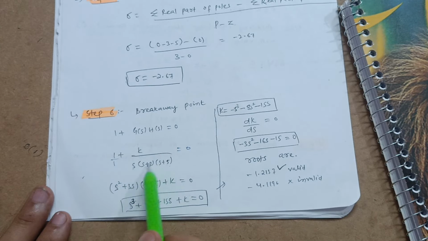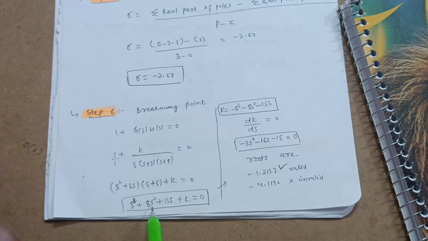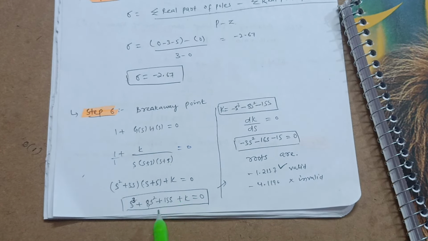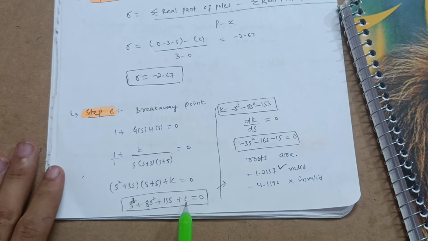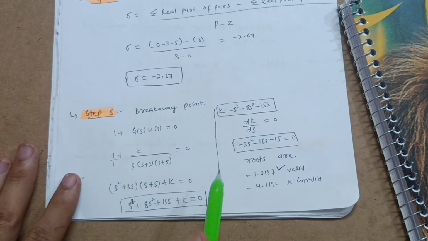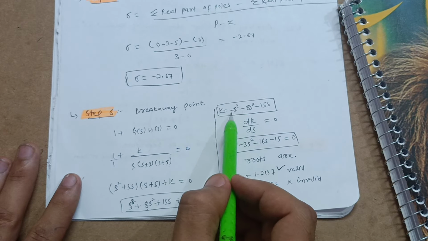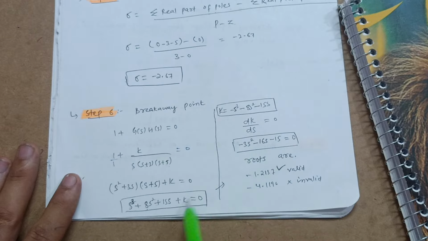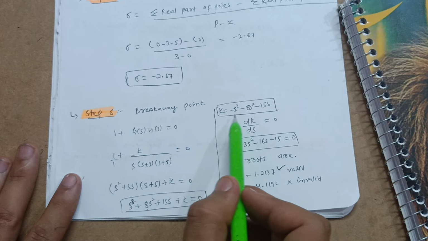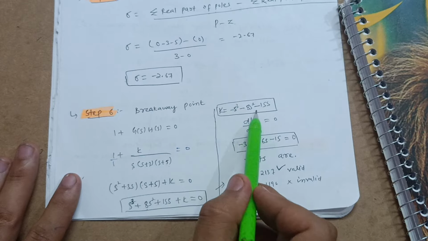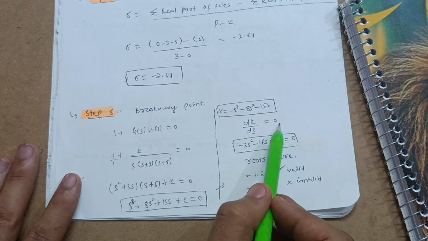The denominator I am shifting to the right hand side, it becomes 0. So s cube plus 8s square plus 15s plus K is equal to 0. Now K I am taking here: all these terms I am shifting to the RHS, so K is equal to minus s cube minus 8s square minus 15s. Then you have to differentiate this K with respect to s, so dK by ds is equal to 0, you have to take this equation.